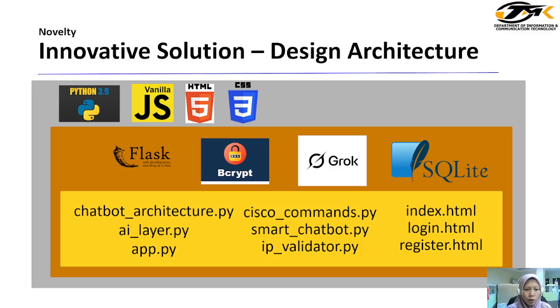We have the chatbot architecture and AI layer. app.py is the core backbone of the application. Cisco commands is where we put the Cisco commands for the rule base. Smart chatbot is for the Groq AI. Chat and IP validator is for checking the calculation of subnetting. We have index, login and register, all in HTML. This is the landing page for students to view the chatbot.